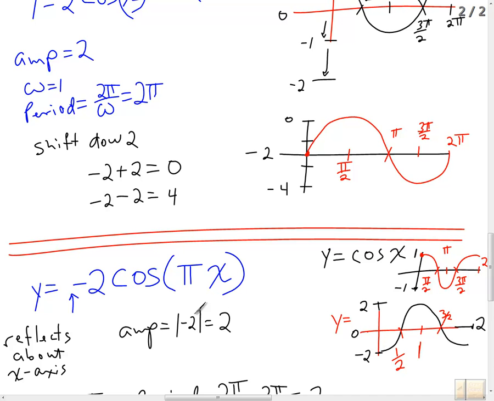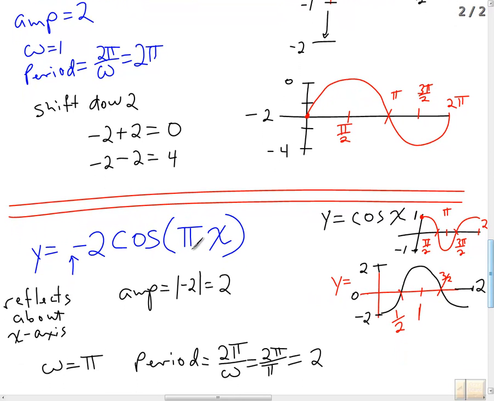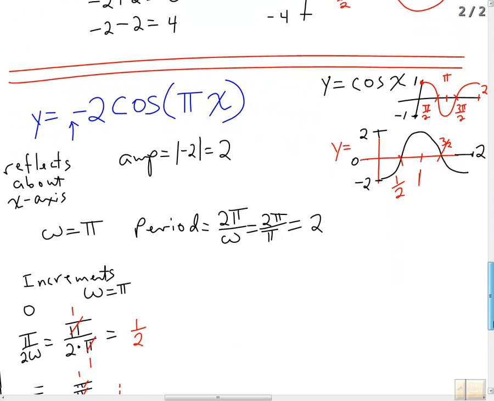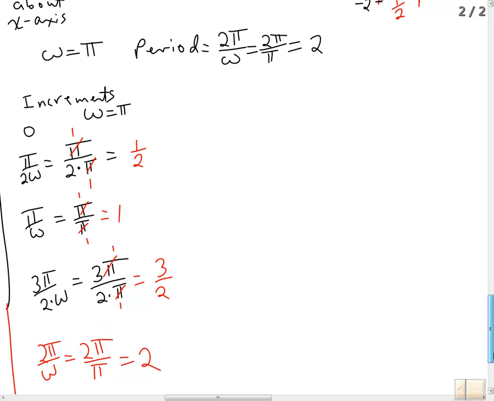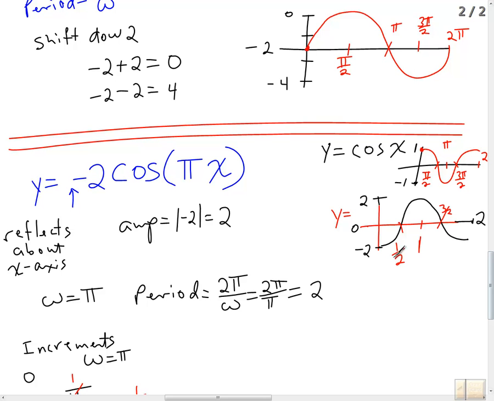And our omega is pi. So that makes our period 2 pi over omega, 2 pi over pi, and now that's just going to be 2. So our increments are going to be 0, pi over 2 times omega. Since omega is pi, this will be pi over 2 times pi, and that will be 1/2. So instead of pi over 2, it will be at 1/2.